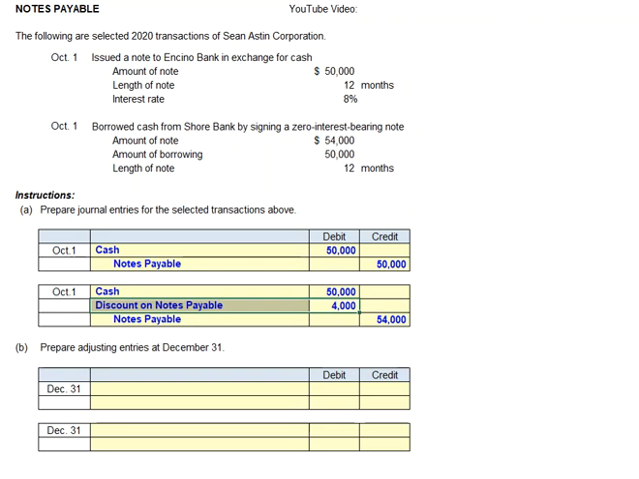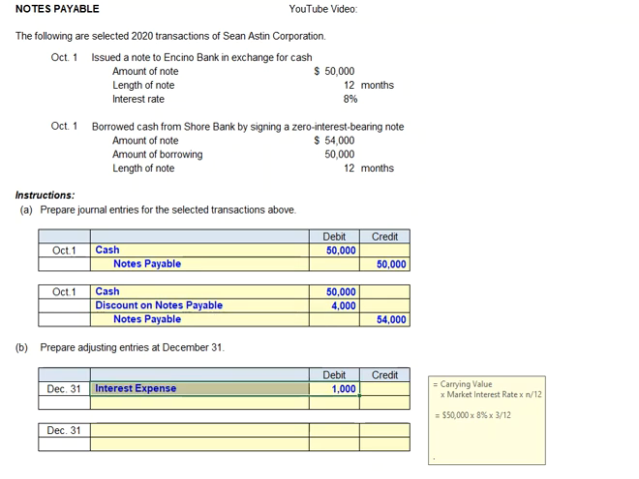Of course, the difference between the cash we receive today, $50,000, and the $54,000 we repay in 12 months represents interest on this note. Let's go ahead and prepare our adjusting journal entries for December 31st. For the money that we borrowed from Encino Bank, we need to record $1,000 in interest. This is the carrying amount of the note, the $50,000, times 8% interest, and we've had the note for 3/12 of the year. So we record $1,000 in interest expense, and we credit interest payable for $1,000.